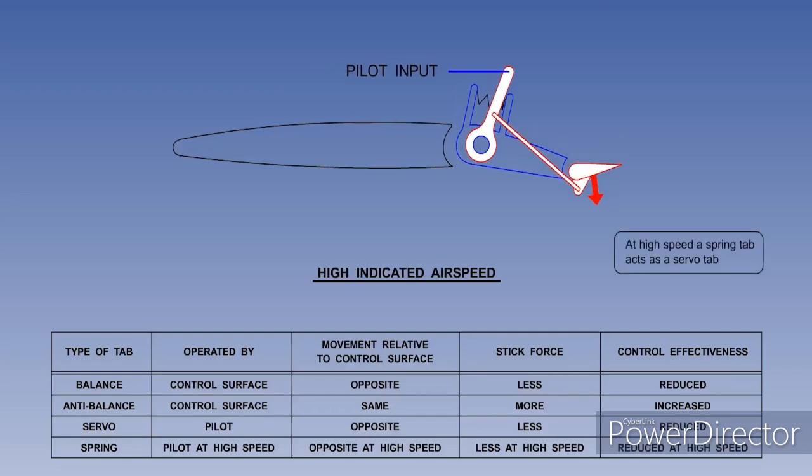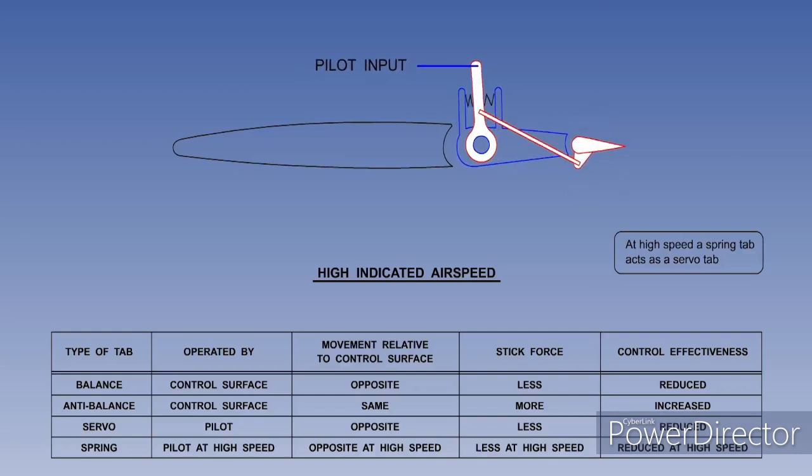Progressively, as the IAS increases, there is a greater aerodynamic force on the control surface that resists the attempt of the pilot to deflect it into the airflow, causing the spring to be compressed. Compression of the spring makes the spring tab move in the opposite direction to the control surface, so the hinge moment, stick force and feel is reduced. The higher the IAS, the greater the spring tab deflection and the more assistance the spring tab provides.